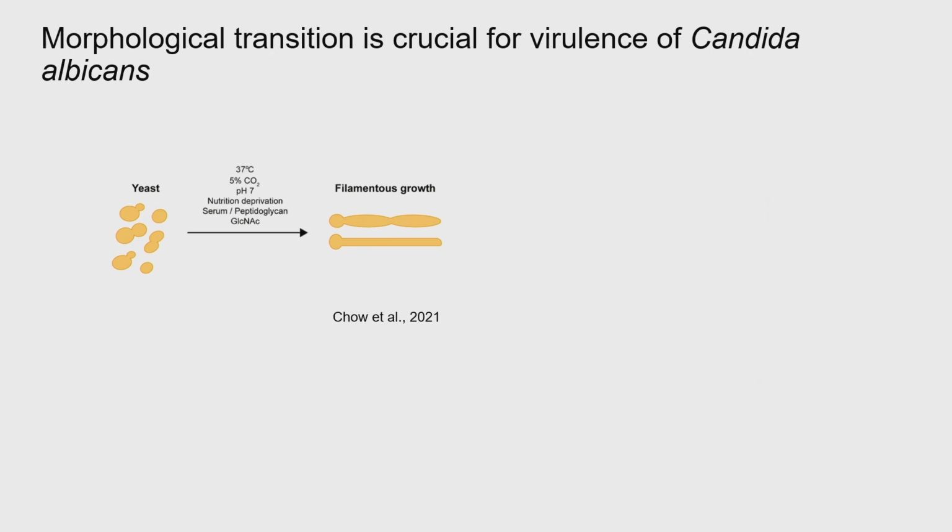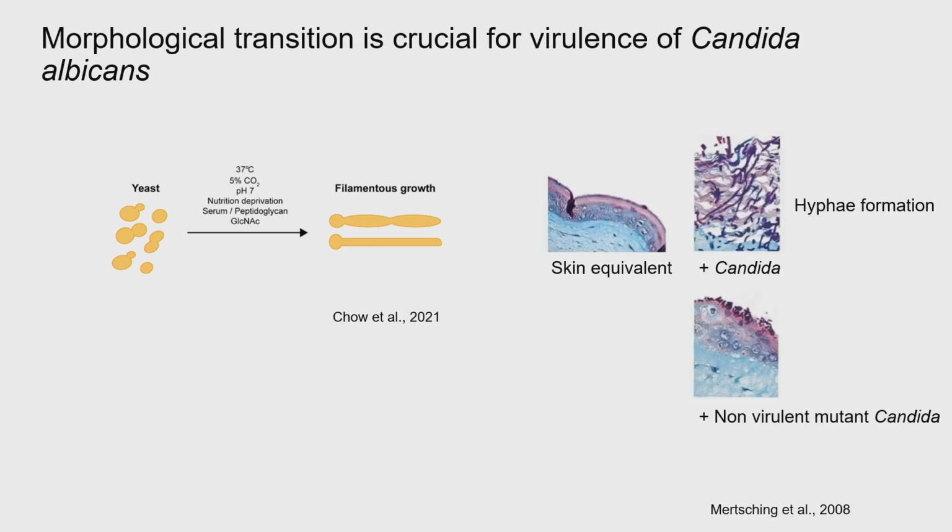Candida exists in two morphological forms, yeast and hyphae. Normally in the environment it is found in the yeast form, but once it senses that it's in the human body, things like 37 degrees, CO2, serum, anything, it will switch to the filamentous form. And this yeast to hyphae transition is very important for the pathogenicity of Candida.